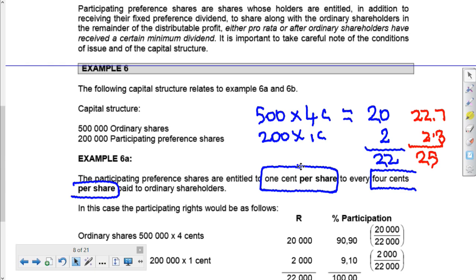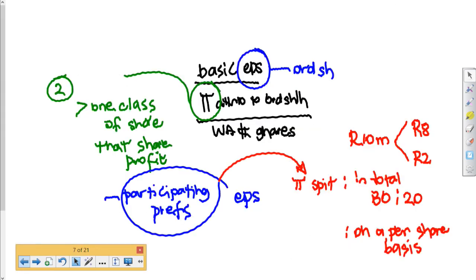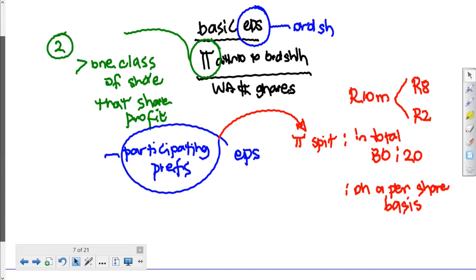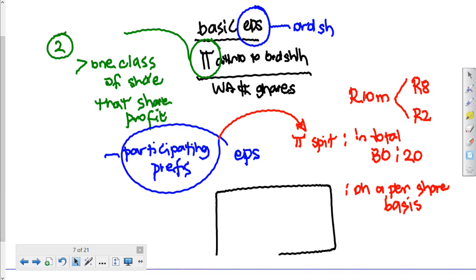Yeah. Okay. When you are doing this participating pref allocation, what you need to do is split the profit. Do you agree? So you're going to work with a table. You're going to work with a table, and this table is going to have a total column.